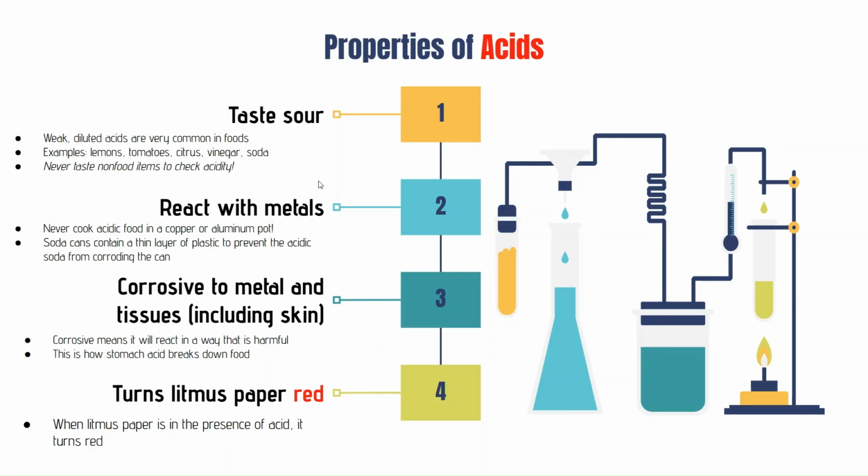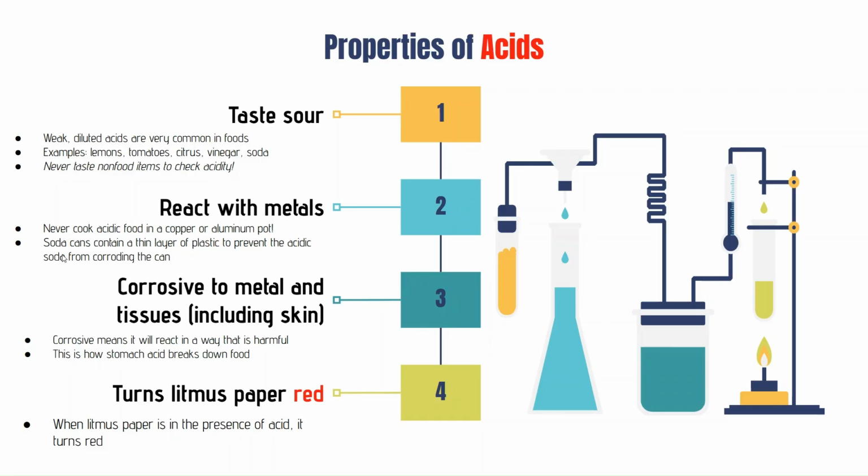Acids will react with metals. This is why you actually can't cook acidic foods in a copper pot or aluminum pot. I had a friend once who put orange juice in her aluminum water bottle and then said her teeth hurt for the rest of the day, because it creates a really horrible combination: those acids are actually breaking down the metals that they're coming in contact with.